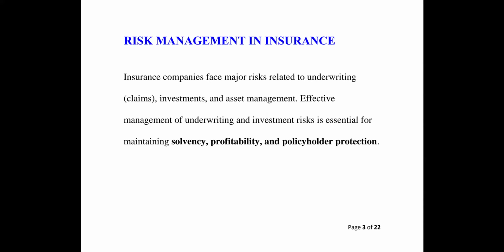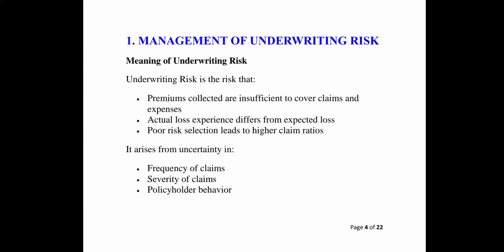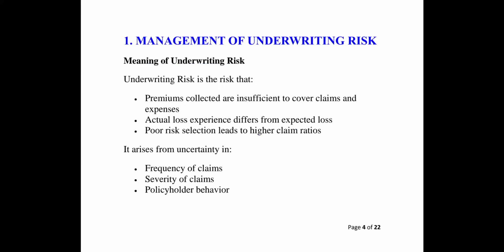Three important factors influencing the insurance market are the underwriting risk, management of underwriting risk, and the meaning of underwriting risk. Underwriting risk is the risk that premiums collected are insufficient to cover claims and expenses. Actual loss experience differs from expected loss. Poor risk selection leads to higher claim ratios. It arises from uncertainties in frequency of claims, severity of claims, and policyholder behavior.